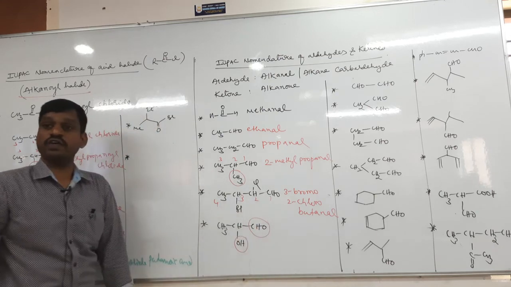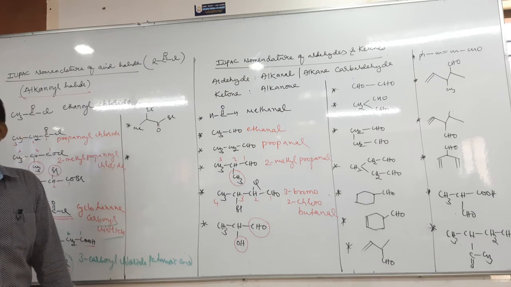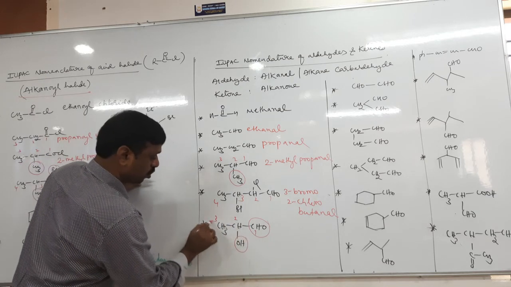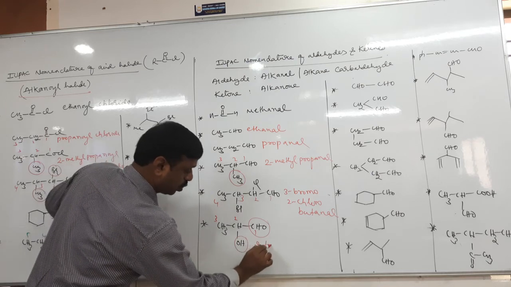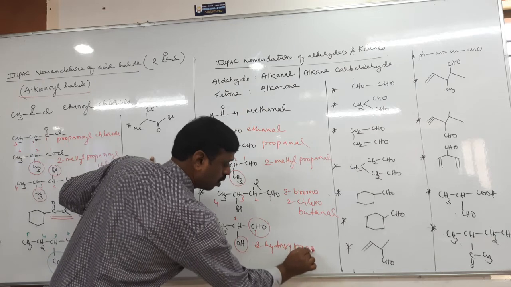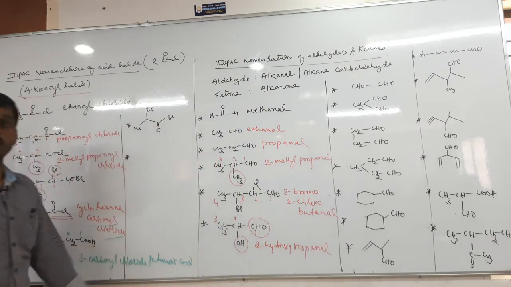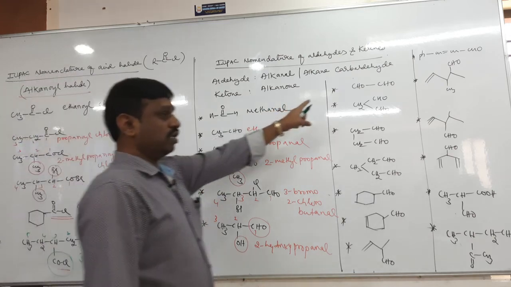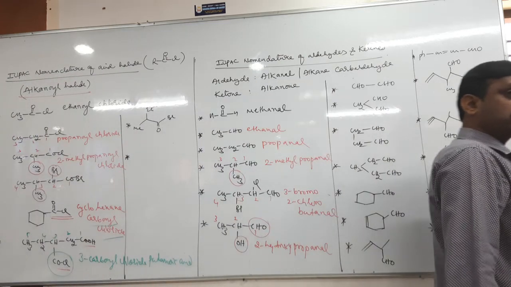Next, there is an alcohol group and an aldehyde group. Which is the principal functional group? Aldehyde. Therefore the hydroxy group becomes a substituent. So it is 2-hydroxypropanal.